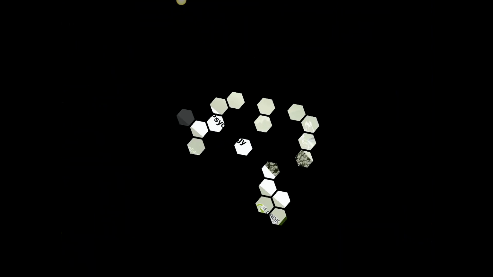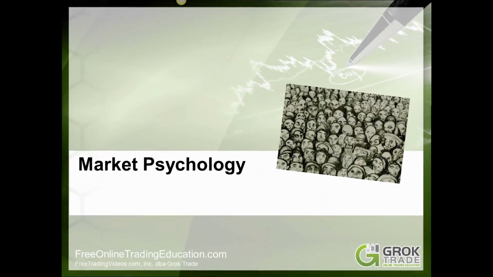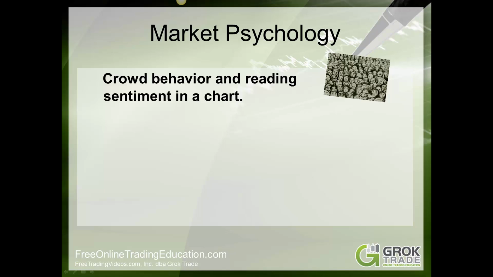Well, let's get right into market psychology. That's right, it's the mass psychology out there, the group think, whatever you want to call it. We're going to talk about crowd behavior and reading the sentiment on the charts. That's how we're going to use crowd psychology to determine what the sentiment is in the market. Which way are they thinking it's going to go?